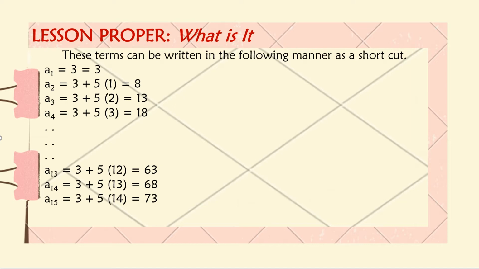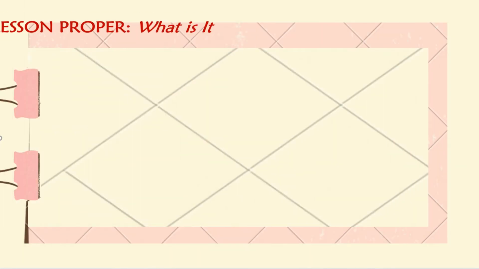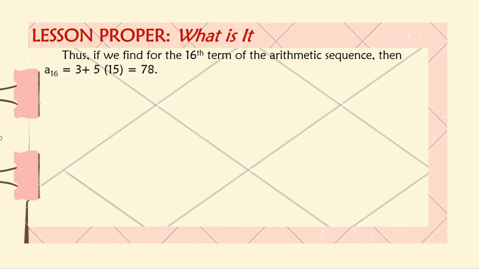So, let's have this. For example, let us find the 16th term of the arithmetic sequence using the shortcut way. So, kung 16th term yung hinahanap natin, yung common difference, i-multiply natin sa 15. We just subtract 1 to the term that we were looking for.